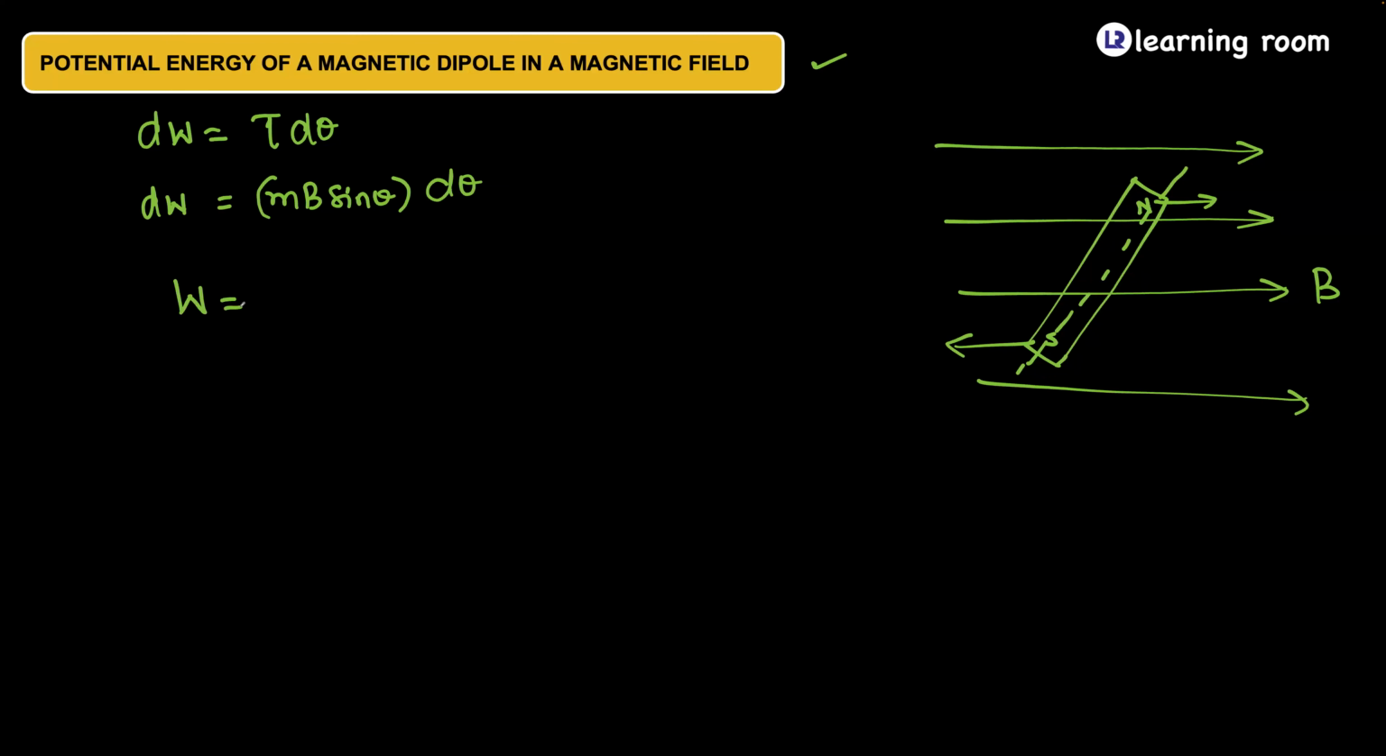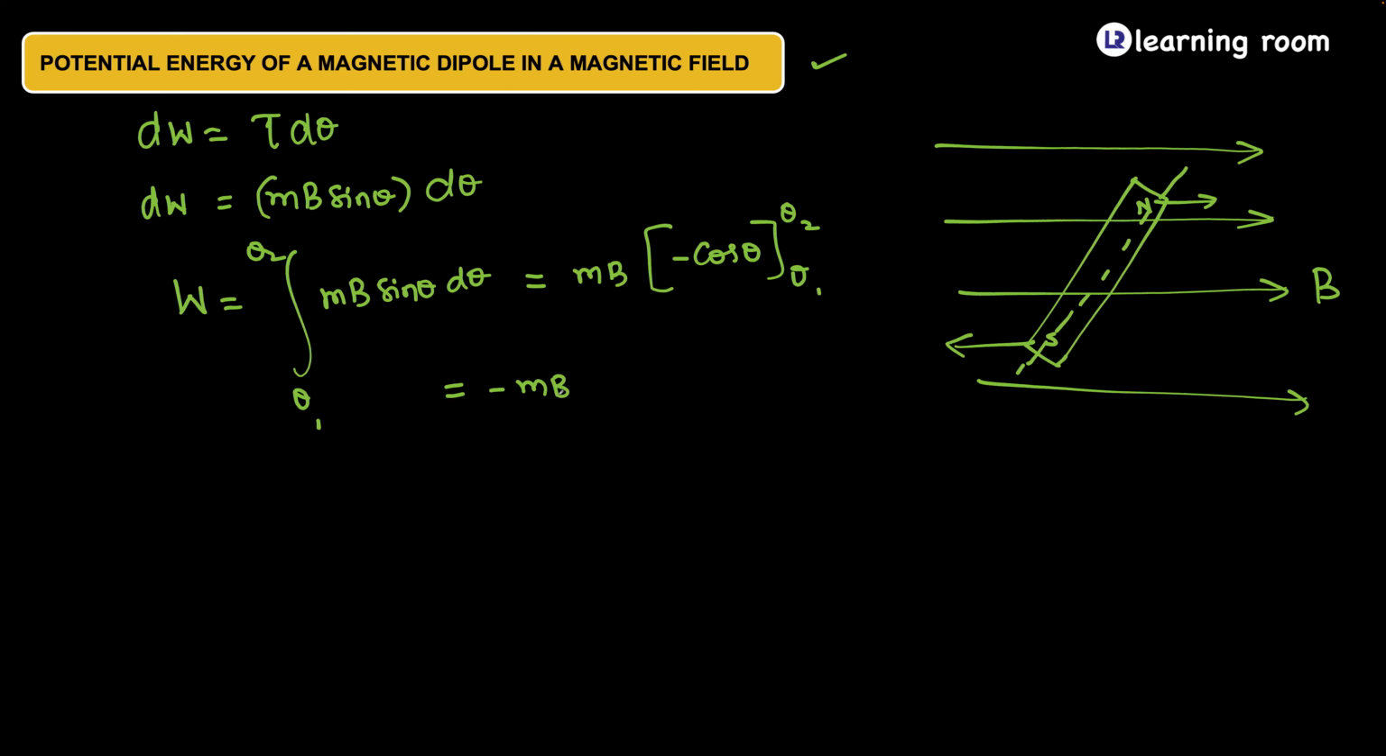So what is the total amount of work being done? It will be the integral of mb sin theta d theta, where theta varies from theta 1 to theta 2. mb will come out, and the integral of sin theta is minus cos theta from theta 1 to theta 2. Taking the minus sign outside, it is minus mb into cos theta 2 minus cos theta 1.